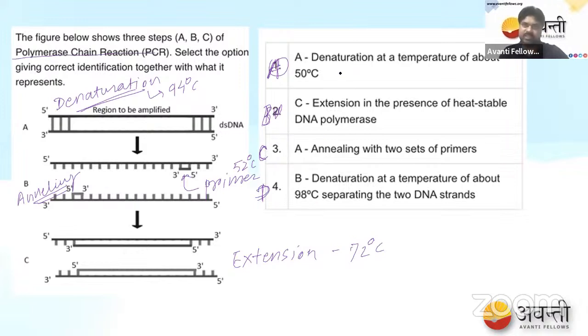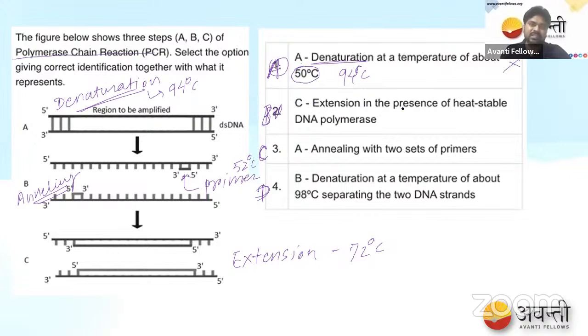देन देखते हैं पहला ऑप्शन, पहला जो ए ऑप्शन है उसमें ए में क्या बोला है यहाँ पर? डिनेचुरेशन. यस, डिनेचुरेशन हैपन हियर at the temperature about 50 degrees. No, not at 50 degrees, because denaturation happens at 94 degrees Celsius. That's why this option is the wrong option. Next देखते हैं option B.